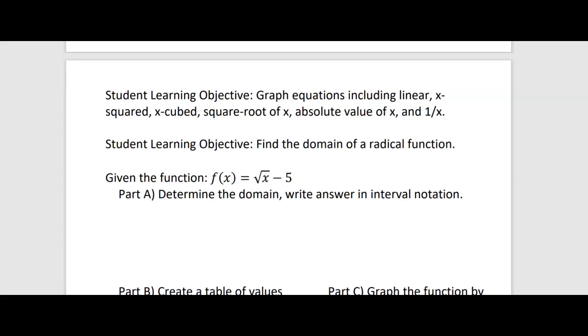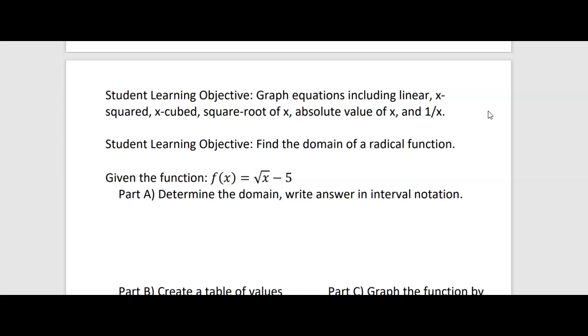This problem will have multiple student learning objectives. One is to graph equations, in this case the square root of x function, and also find the domain of a radical function. So let's start with the domain of a radical function in interval notation.